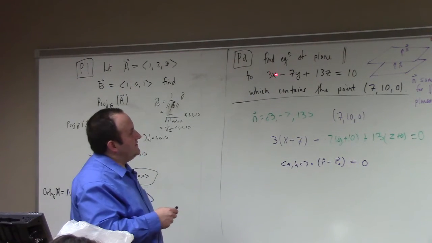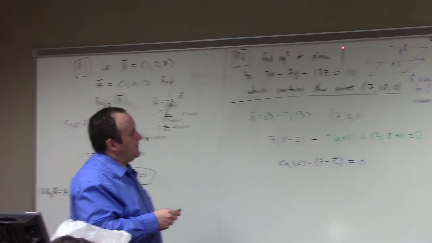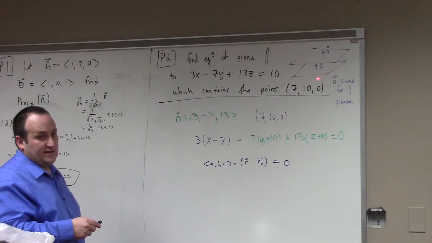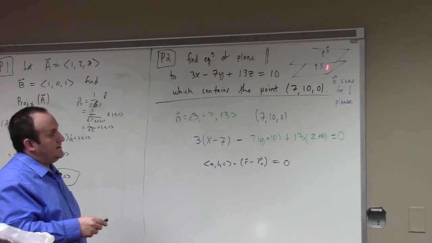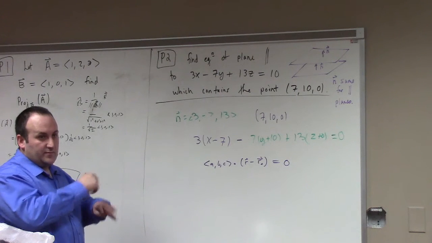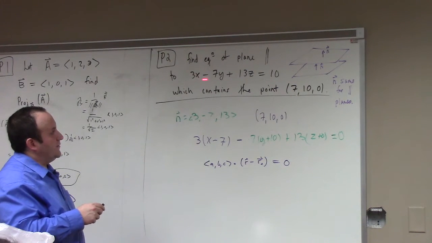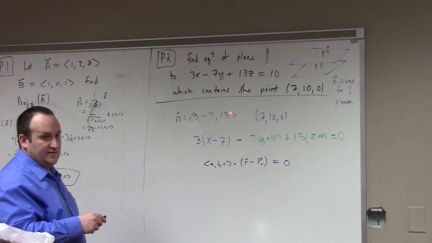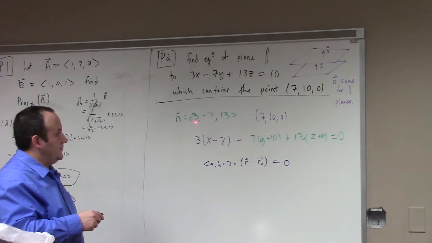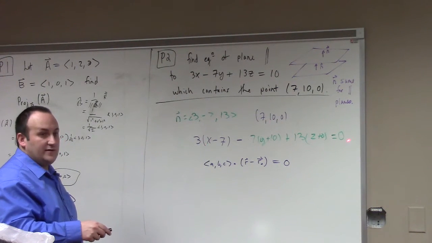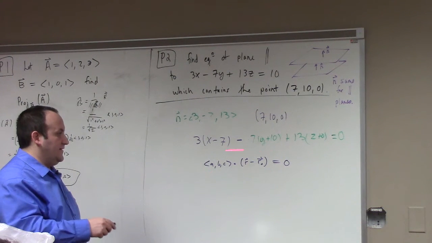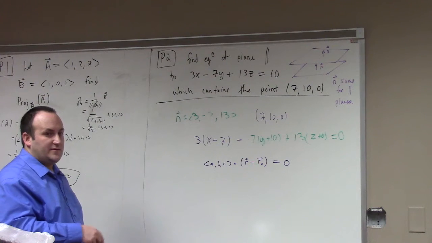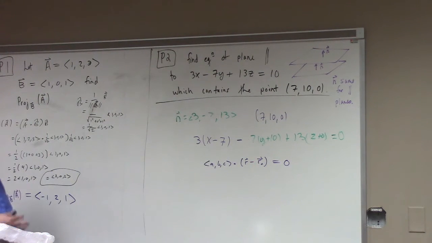Now here, I asked you to find the equation of a plane which is parallel to this given plane and also contains the point 7, 10, 0. So parallel planes share the same normal. All I've got to do is figure out what the normal is to this plane, as you did. 3, minus 7, 13 is the normal. And then once you know the normal and a base point, you can write down the equation. Remember that equation just came from the consideration that the normal dot the displacement vector in the plane was 0. That's where that equation came from, if you forgot.